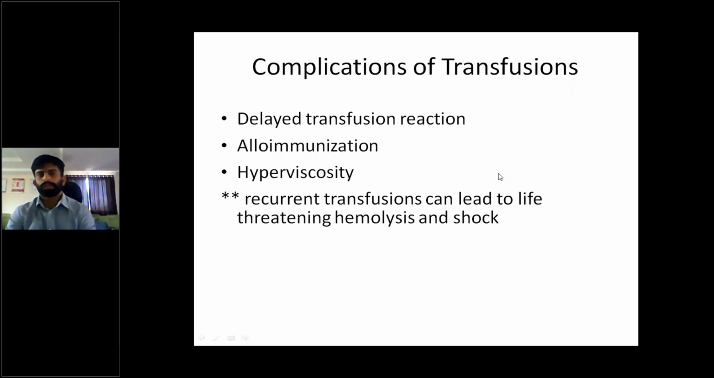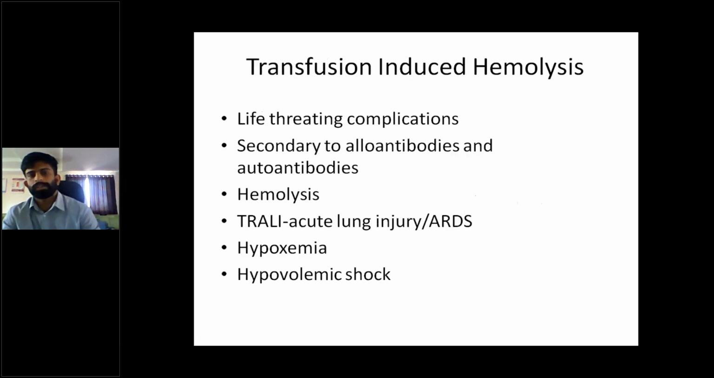So what are the complications of transfusions? Other than just the normal ones, these are delayed transfusion reactions, alloimmunization, and hyperviscosity. Recurrent transfusions can lead to life-threatening hemolysis and shock. What is transfusion-induced hemolysis? In sickle cell anemia especially, there are life-threatening complications secondary to alloantibodies and autoantibodies. Hemolysis will occur, TRALI or acute lung injury, and ARDS can occur. Hypoxemia and hypovolemic shock can also occur.